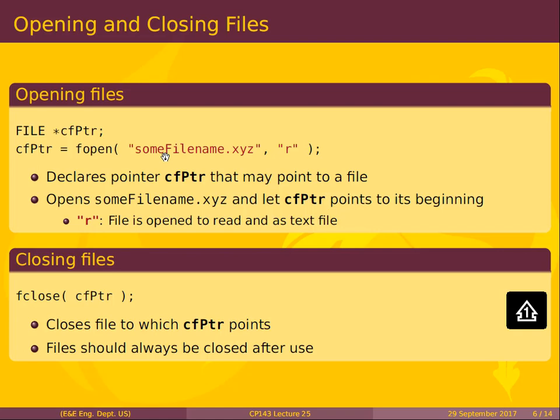Okay. So in this example, fopen takes firstly the file name, some file name.xyz, and then also a second argument. This argument over here is an R, and this specifies that we want to open this file for reading from it. There's quite a number of specifiers over here. We're going to see a list of that in a table now. But this one specifically tells us that we want to open this file for reading from it. And it's a text file.